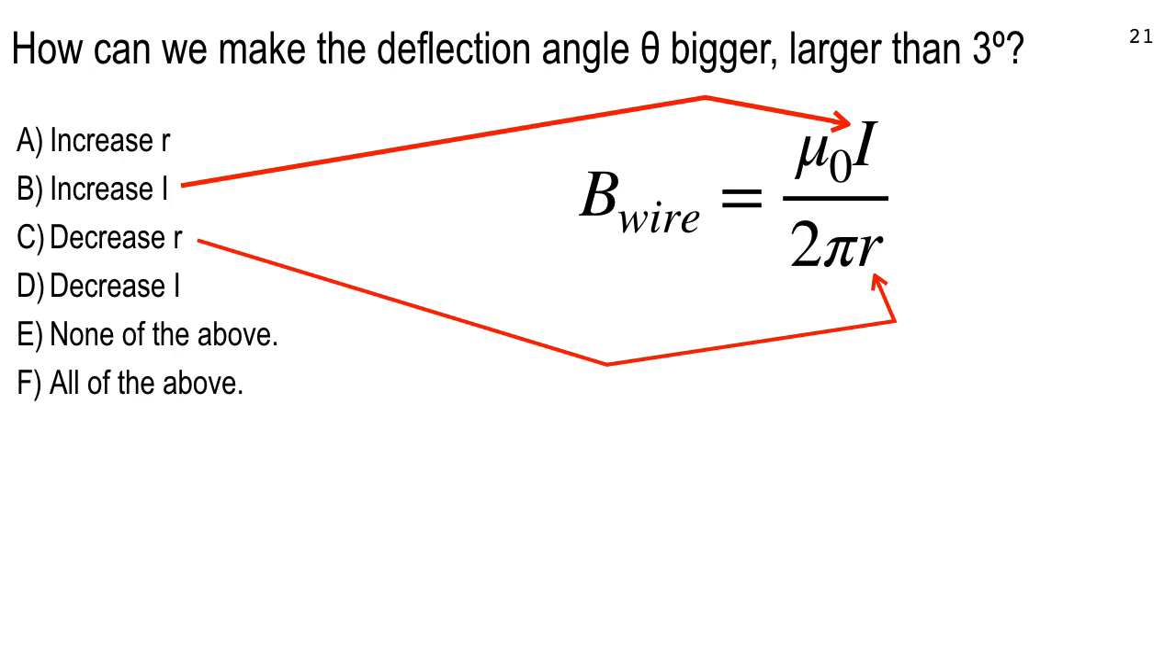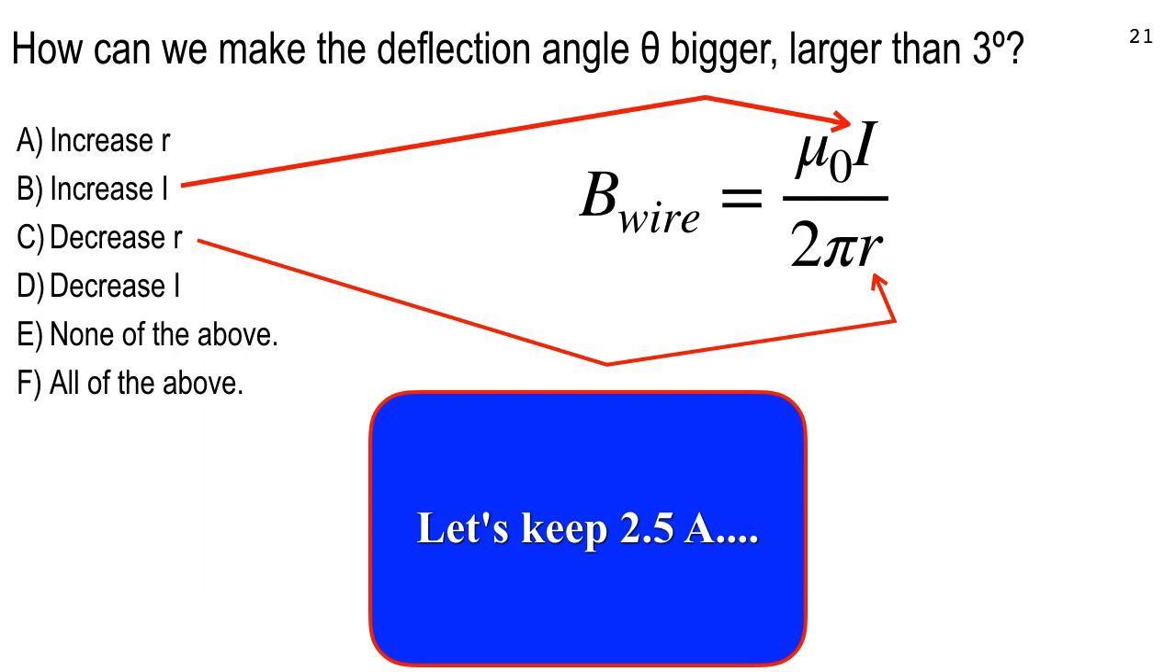Now, for the next question, this is going to be a brain burner. I'm going to give you several minutes to work it out. We're going to keep the amps 2.5. So we're going to ditch option A or option B. Oh, by the way, option F cannot be selected on this problem. What do you see wrong with option F?